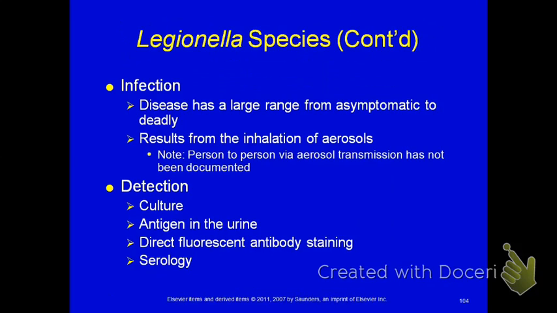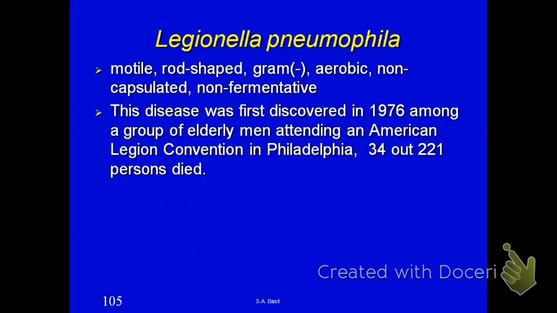To detect it, you could have it cultured. You could use the BCYE. Later on, I will show you the picture of that. Or direct fluorescent assay by detecting antigen in the urine. Or you can use fluorescent antibody staining or a serological test.